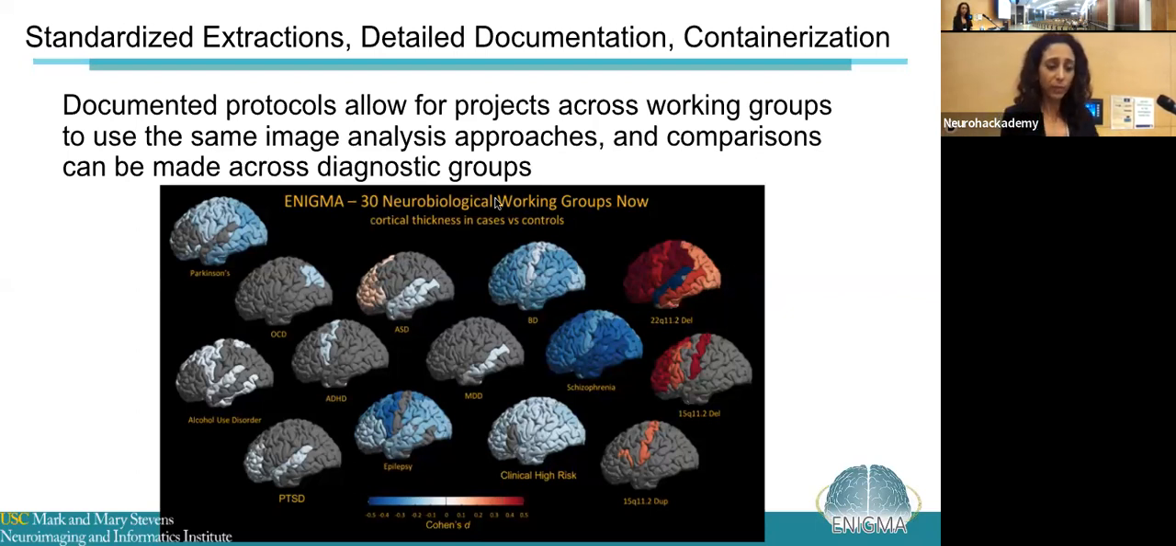So we can now see on average how the effect sizes for schizophrenia differ from the effect sizes in bipolar disorder across the entire brain in these very high-powered studies, all of which had over a couple thousand cases and a couple thousand controls.